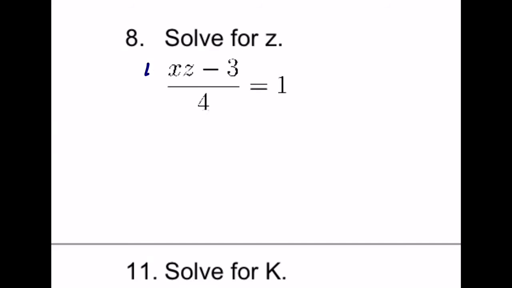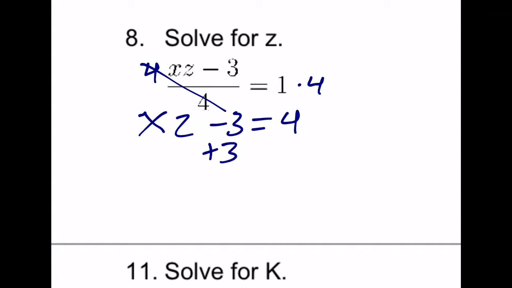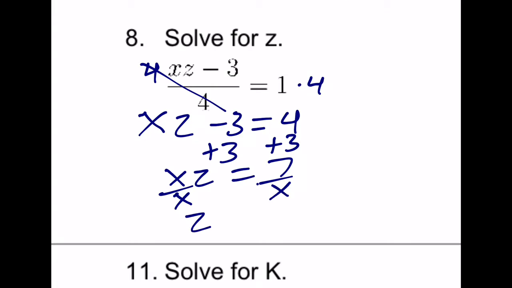Number 8, we multiply both sides by 4. We get xz minus 3 is equal to 4. Add 3 to both sides. Xz is 7. Divide by x. Z is equal to 7 over x.